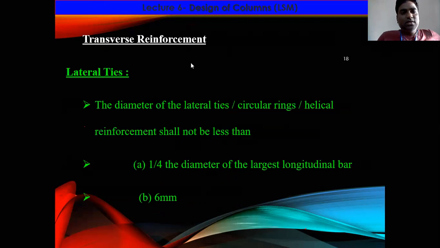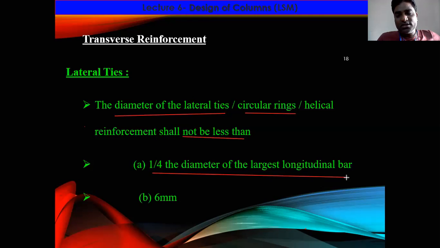Next, coming to the lateral ties. Right. So lateral ties, the diameter of the lateral ties. The diameter of the lateral ties or circular rings or helical reinforcement shall not be less than 1/4 of the diameter of the largest longitudinal bar or 6 mm, whichever is less. That means the diameter of the lateral ties.